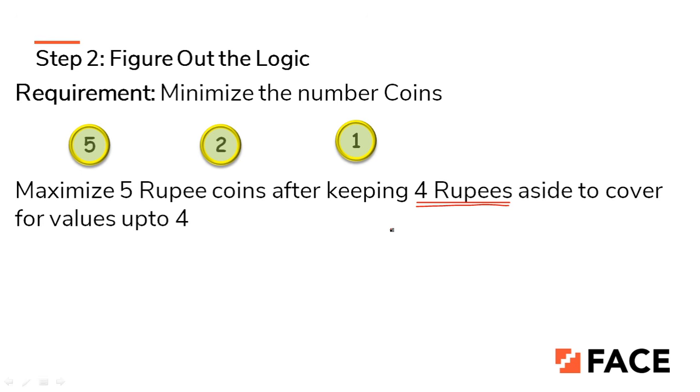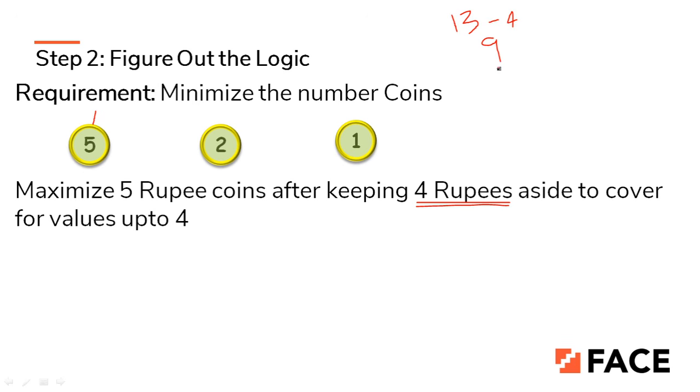Now after keeping 4 rupees aside, whatever is the remaining value you have, within that you try to maximize the 5 rupee coins. So for us in the example, it was given as 13 rupees. In 13 rupees, if I subtract 4 rupees, how much is the remaining money that I will have? 9 rupees. So within 9 rupees, what is the maximum number of 5 rupee coins that I can have? I cannot have 2 5 rupee coins because I would need 10 rupees. So here I can have just 1 5 rupee coin.